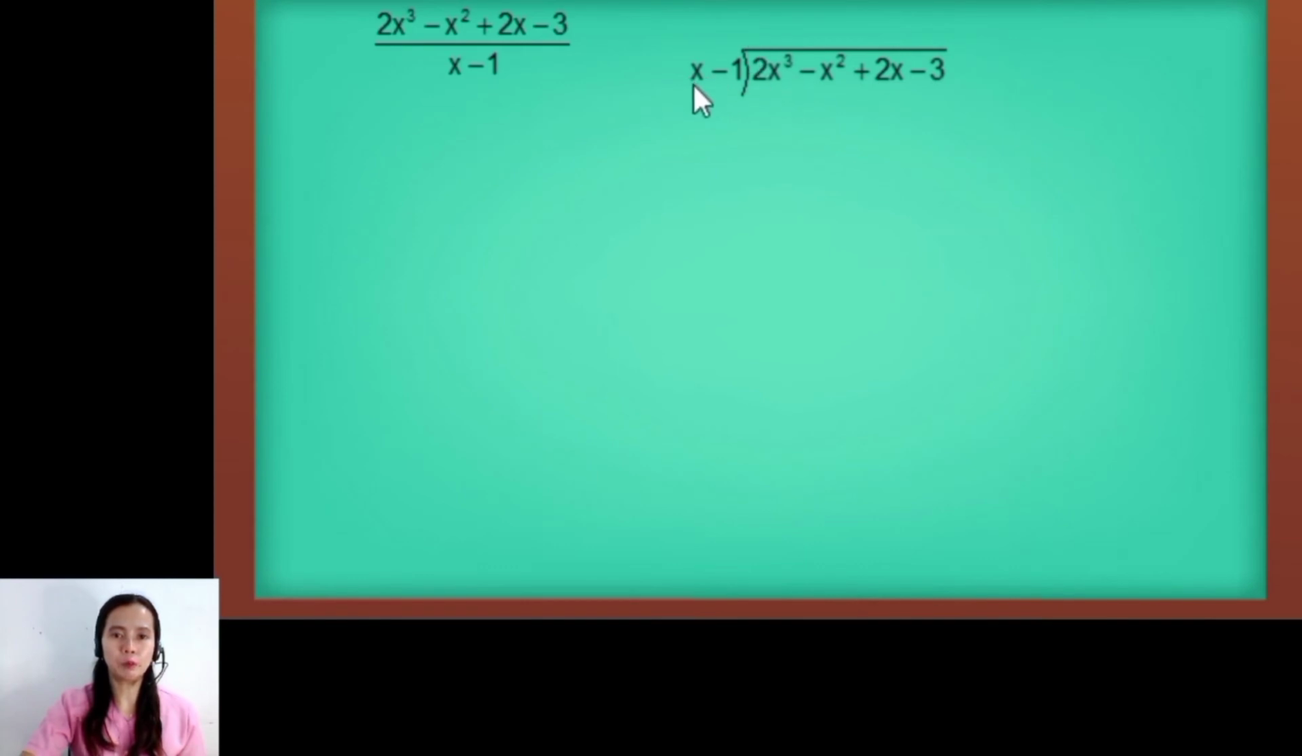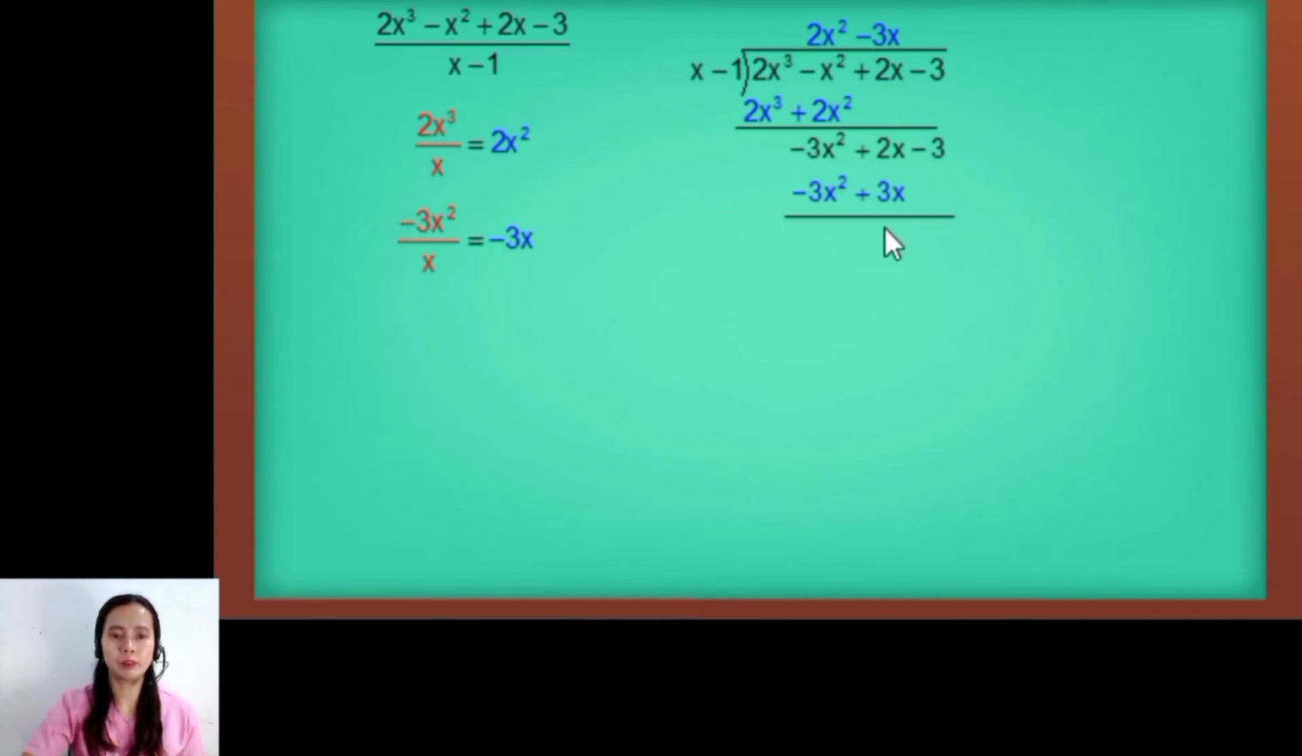Divide the first term to the first term. So that is 2x cubed over x. So write 2x squared. Then we have, get the product of this to your divisor. So we have 2x cubed plus 2x squared. Then subtract. Then repeat the process. Then write negative 3x at the top of your same variable.